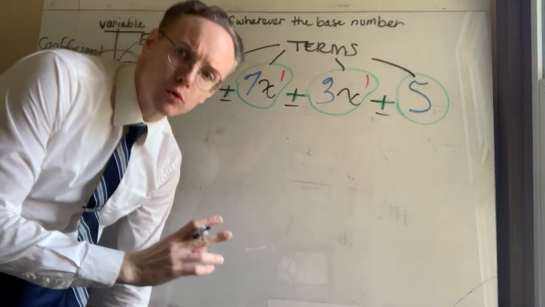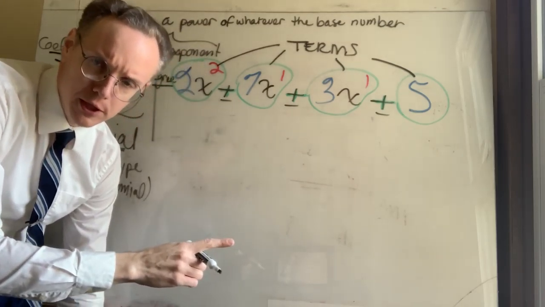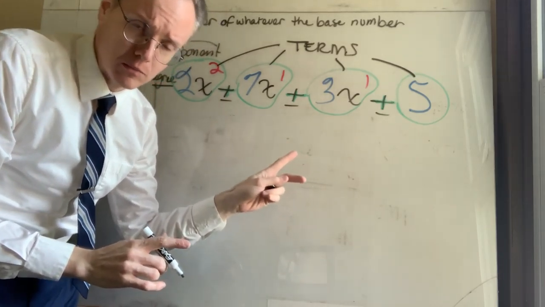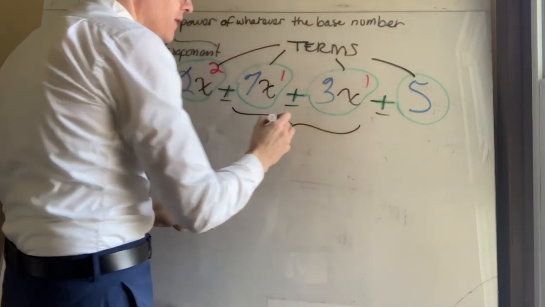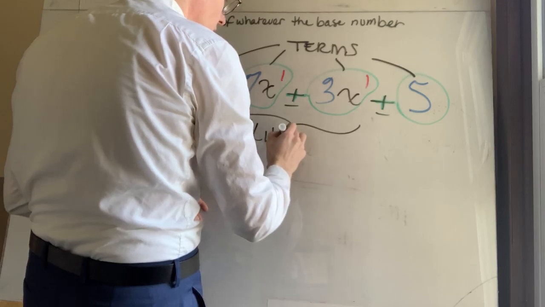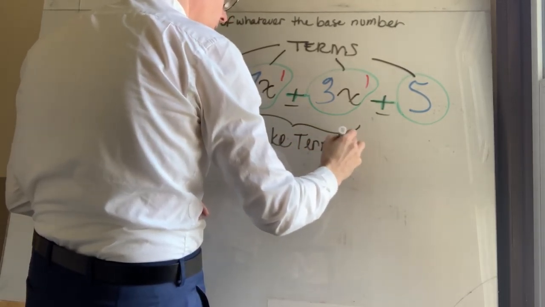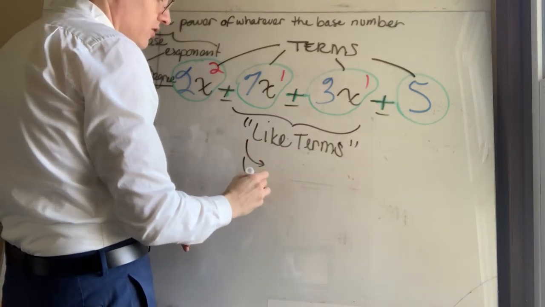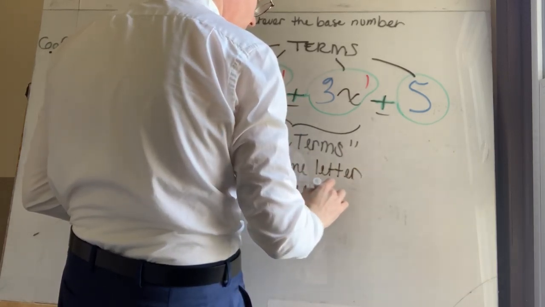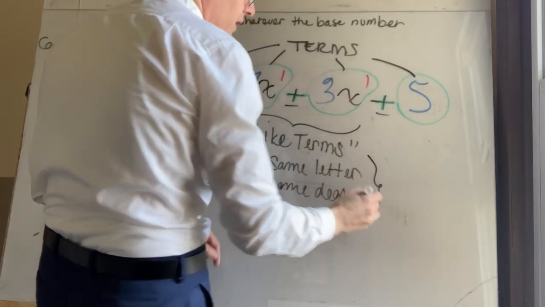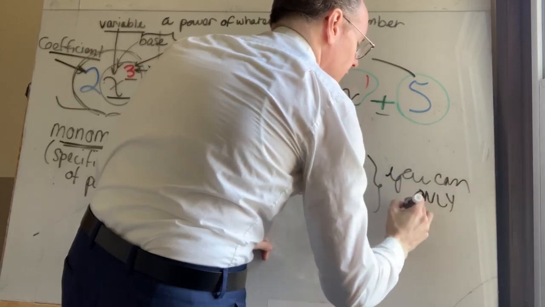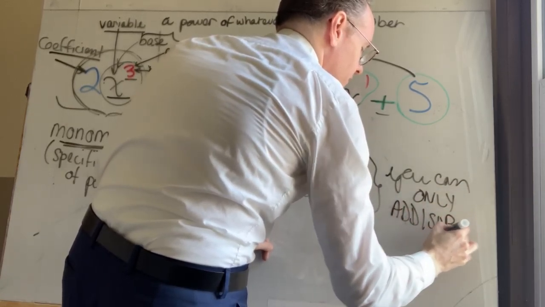Now, that's going to be important later when you're actually performing the operation, whether you're adding or subtracting, because you can legally only add or subtract like terms. These two things in the middle here, 7x and 3x, are like terms. Like terms fit two criteria. They're the same letter, and they're the same degree. Why does a person care? You can only add or subtract like terms.